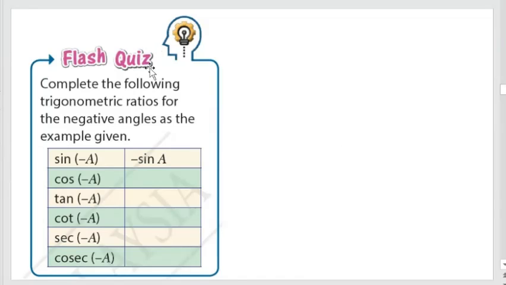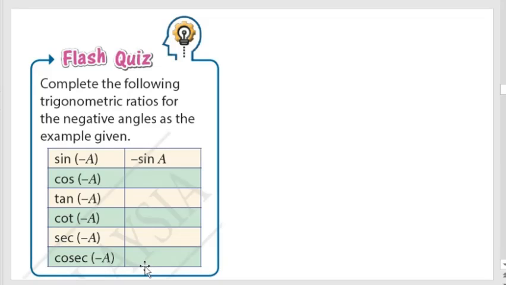This is a quiz. Complete the following trigonometry ratios for the negative angles as the example given. It gives you the first one: sine of negative A equals negative sine A. Then it wants you to fill in the values for cos, tangent, cotangent, secant, and cosecant of negative A, whether equal to negative or positive. Which one are you going to fill in? How are you going to fill it in?